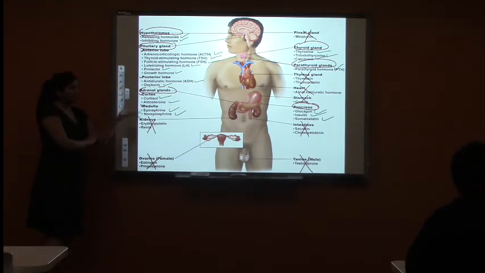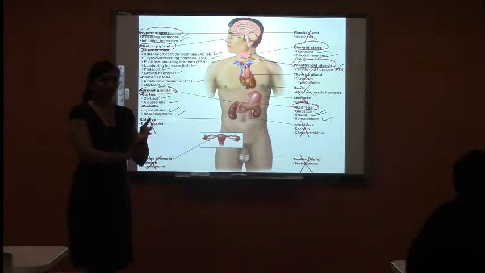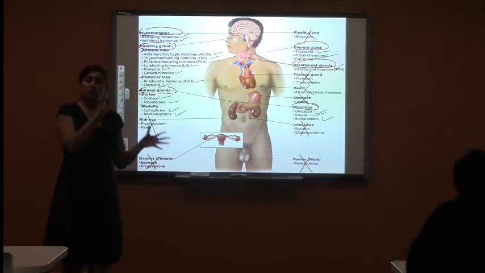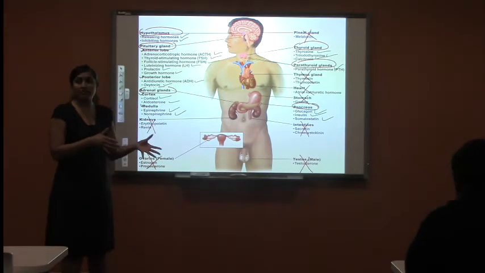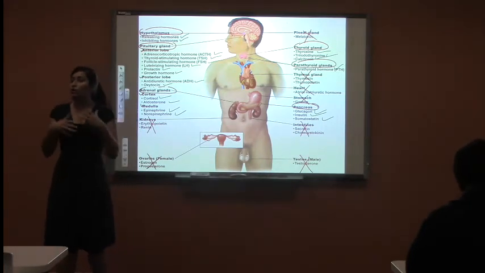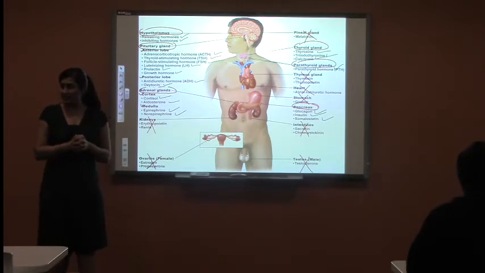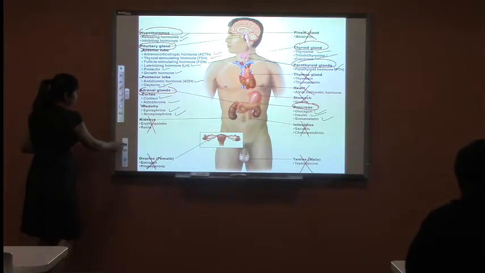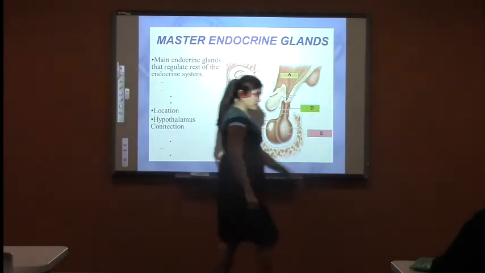Throughout the chapter, I won't get too much in detail, because that's more physiology. But you have to know which gland is stimulated by which hormone. So if I tell you TSH is secreted, what gland does TSH go work on? What gland produces TSH? Does that make sense? Okay. So now the master endocrine glands.